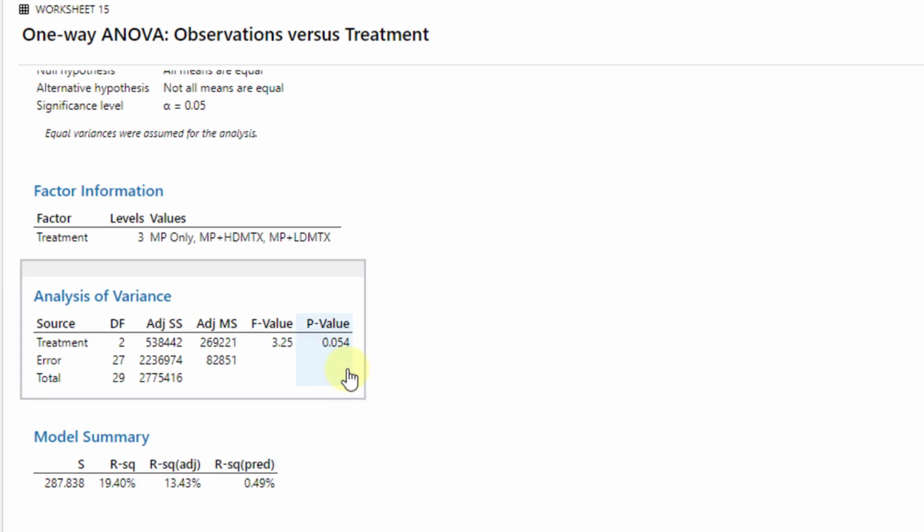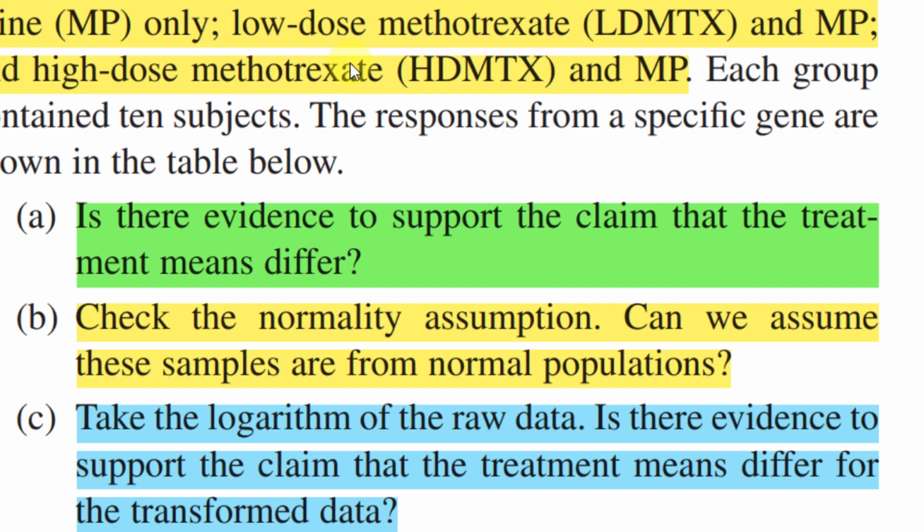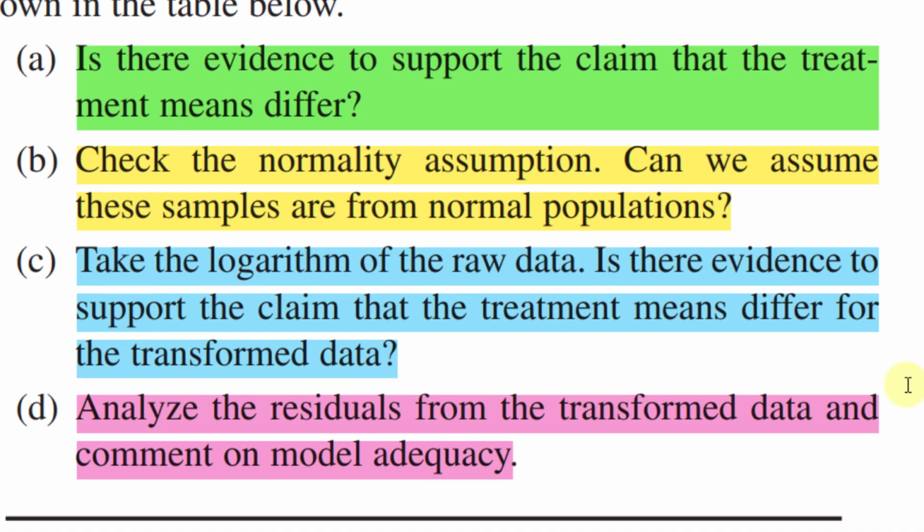So there is no difference found. However, we will not accept these results because our ANOVA assumptions haven't been met so far. Then what will we have to do? Part B, check the normality assumption. Can we assume these samples are from a normal population? The answer is no, because there is skewness in the data. So the data is not normally distributed, or there is a violation of the normality assumption.